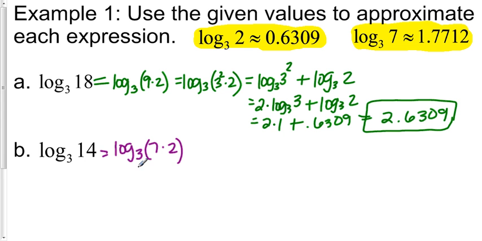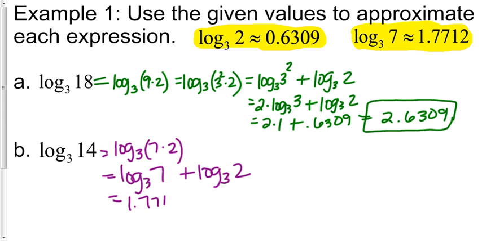Well, now I can rewrite it as 2 logs. That would be the log base 3 of 7 plus the log base 3 of 2. If you've got a product here behind your log, you split it up using addition. The log of the first number plus the log of the second number. Okay, now the log base 3 of 7 is approximately 1.7712 plus the log base 3 of 2 is approximately 0.6309. Let's add these together, and I get 2.4021.